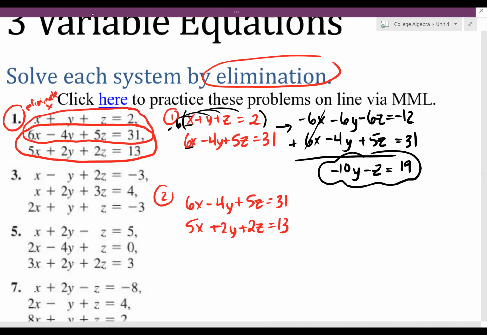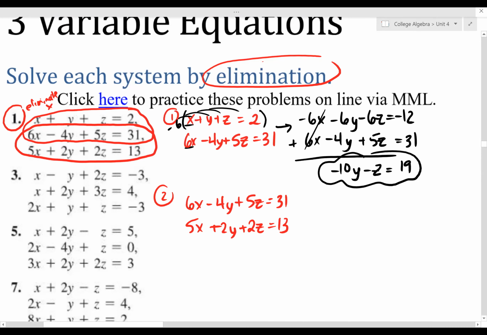Again, you have to eliminate the same letter. So I'm going to eliminate x again. I have a 6x and a 5x. So if I switch the coefficients, where I do 5 times the top row, 6 times the bottom row, I will get a 30x for both of the x's, but one of them has to be negative. So I'm going to do 5 times the top and -6 times the bottom.